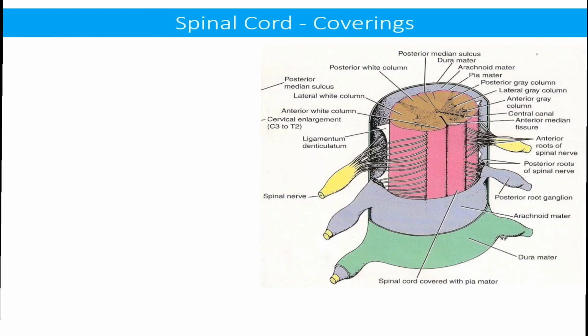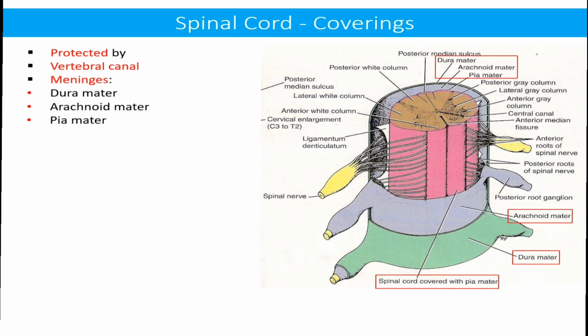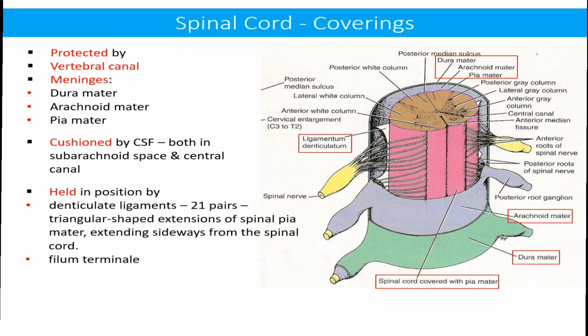As regards the coverings of the spinal cord, the spinal cord is protected from outside in by, number one, vertebral canal, number two, meninges, that is dura mater, arachnoid mater, and pia mater. And it is cushioned by cerebrospinal fluid present both in the subarachnoid space and central canal.